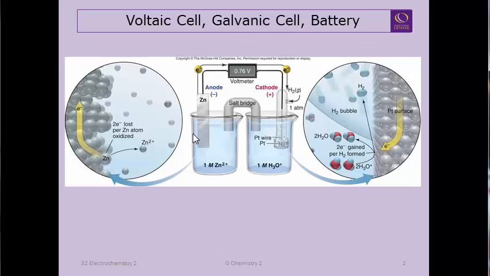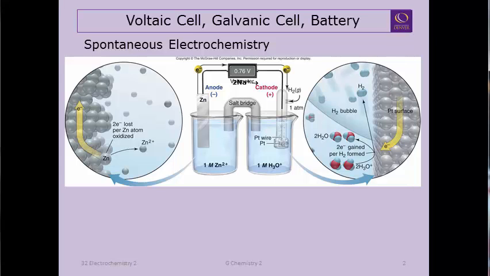So let's start with a quick review of what we commonly call a battery, also called a voltaic cell or a galvanic cell. All these terms are legitimate, they mean the same thing. The key is it's a redox reaction that takes place spontaneously, and we harvest the free energy from that reaction.